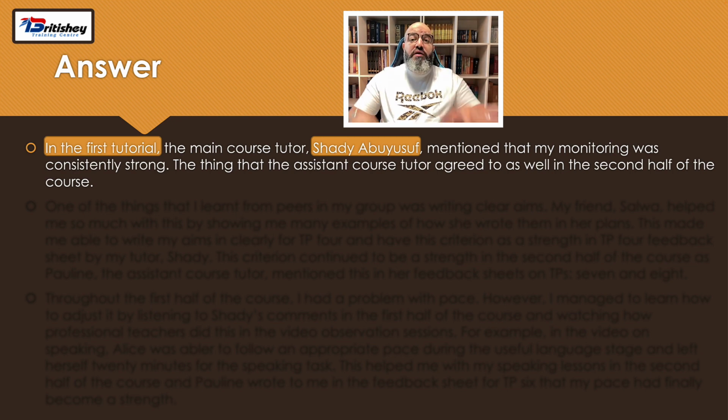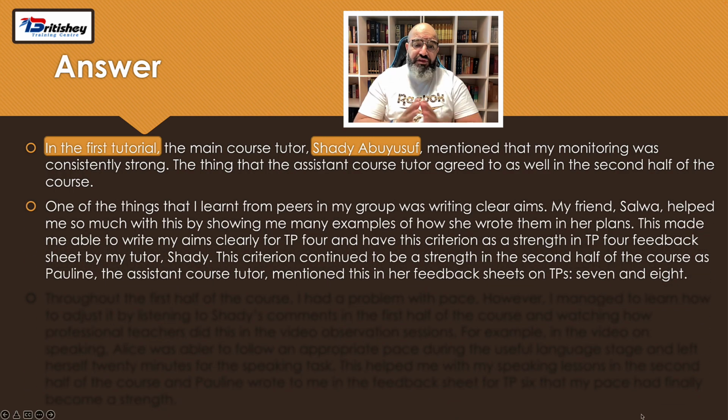Okay? Right. Now, another example. Let's read that part together. One of the things that I learned from my peers in my group was writing clear aims. My friend Selwa helped me so much with this by showing me many examples of how she wrote them in her plans. This made me able to write my aims clearly for TP4 and have this criterion as a strength in TP4 feedback sheet by my tutor Shadi. This criterion continued to be a strength in the second half of the course as Pauline, the assistant course tutor, mentioned this in her feedback sheets on TPs 7 and 8.